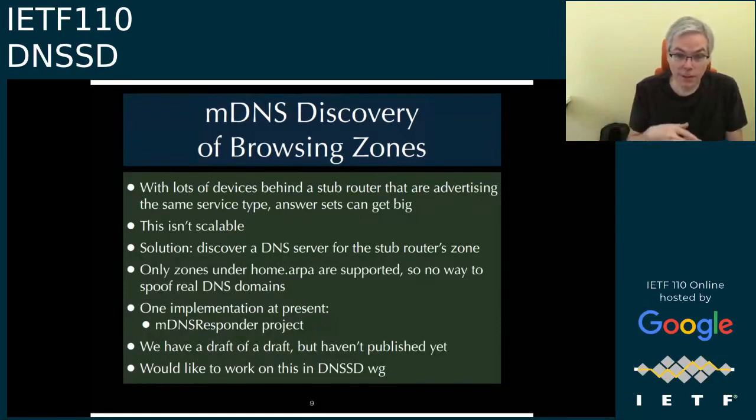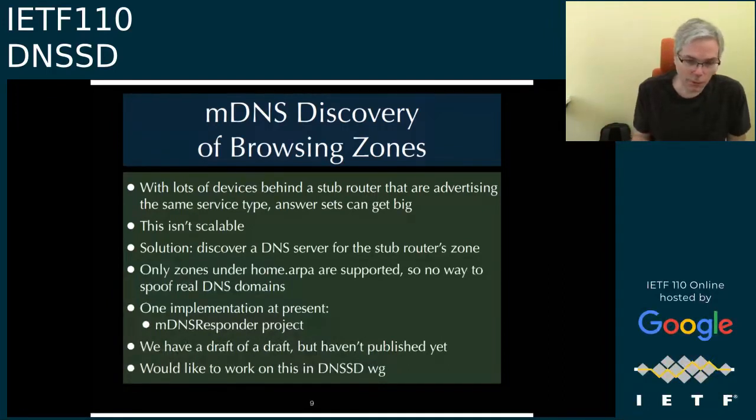So the idea here is that we'll advertise an NS record using multicast DNS. We'll advertise an A record or a quad A record, or more than one, that answer the questions in the NS record, and that gets us to a DNS server that we talk to using unicast. In order to avoid spoofing, we only allow home.arpa. We might allow service.arpa as well. That's an SRP zone that would be registered when SRP gets published.